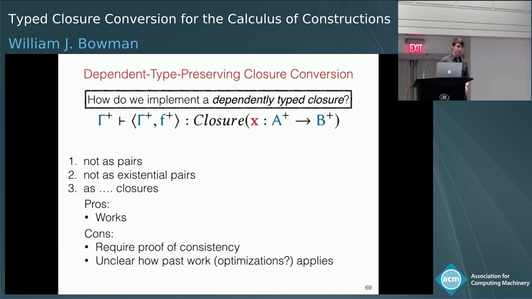Now, this has some downsides. For one, we've added a new axiom to our system, so we have to prove consistency. We can't rely on the consistency of well-known types. For two, it's unclear how past work, all 20 years of this past work that uses existential types, scales. For instance, how do we do optimizations for typed recursive closures? That all relies on existential types. But it has the benefit of working.